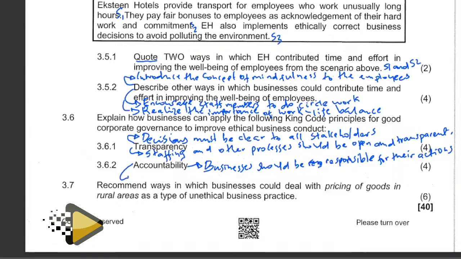And also, you said that there must be a regular communication between management and stakeholders.